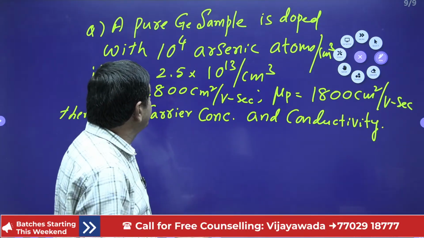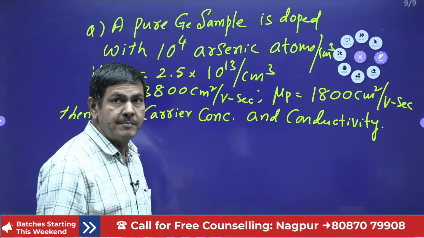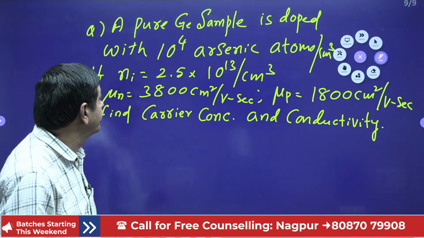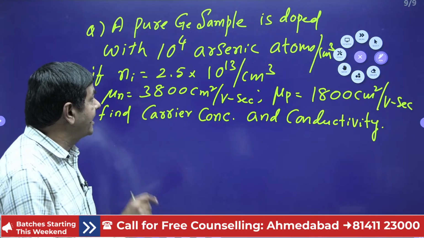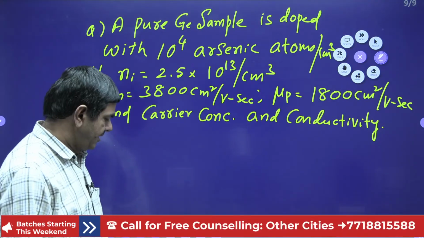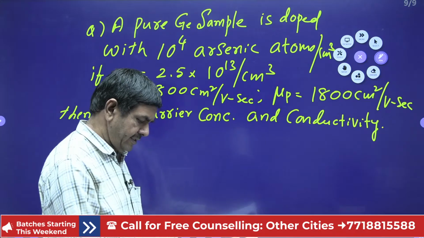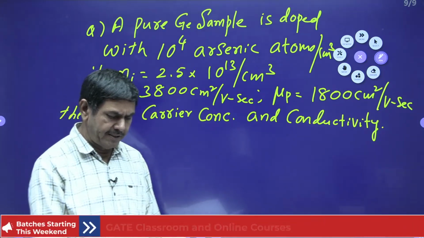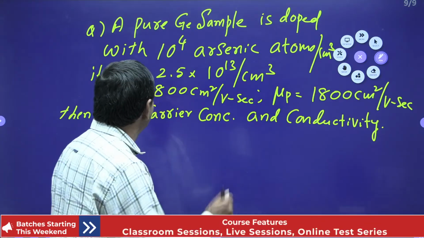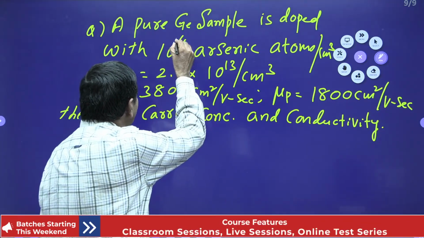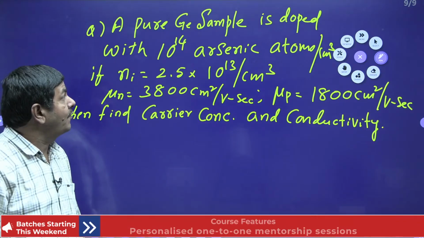A pure germanium sample is given, pure germanium meaning an intrinsic semiconductor. It is doped with 10 power 14 arsenic atoms per cm cube. I first said 10 power 4, but 10 power 4 is very small; sorry, it is 10 power 14 arsenic atoms only.